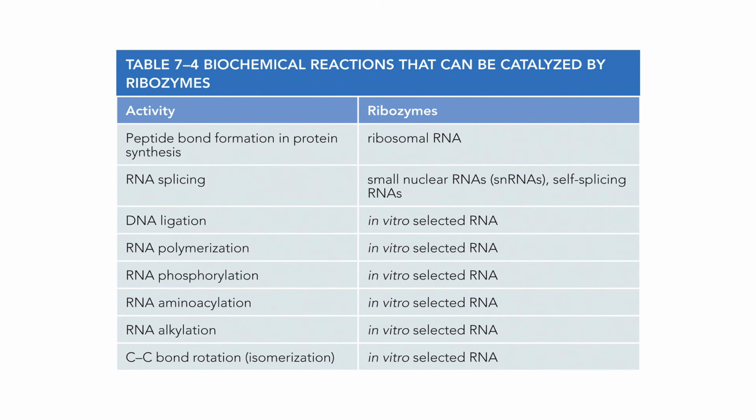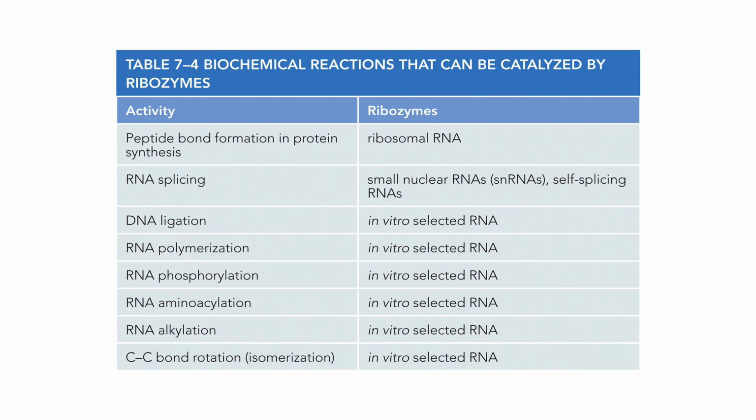So ribosomal RNA, which is one of the components of the ribosome, actually is the enzyme that carries out the peptide bond formation in protein synthesis. That generation of the peptide bond is not carried out by a protein enzyme, but it's an RNA enzyme.